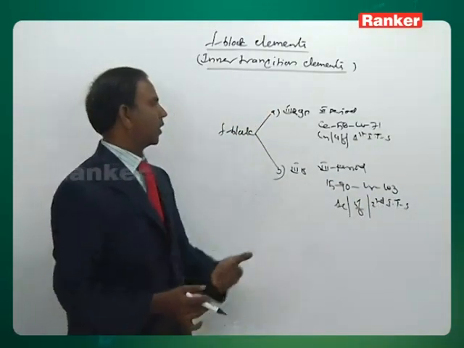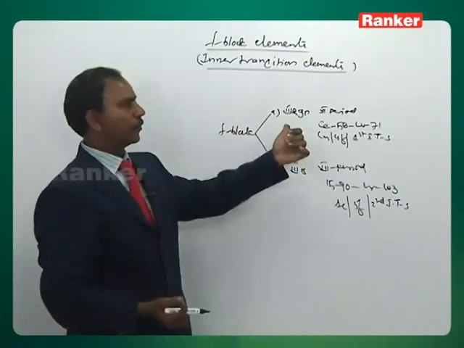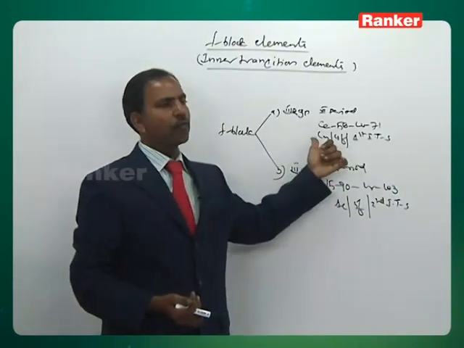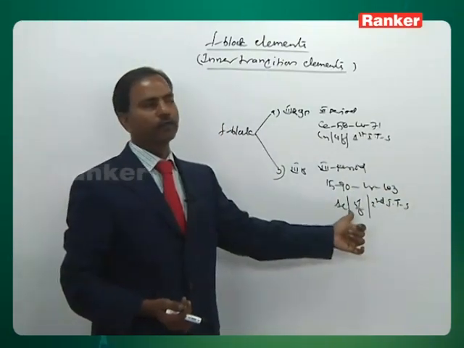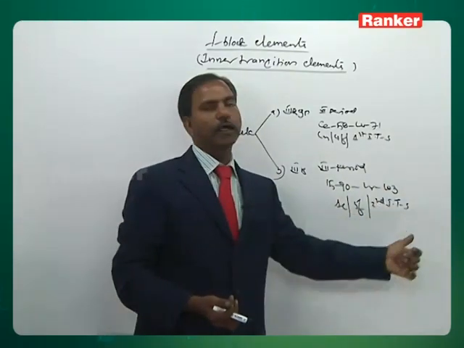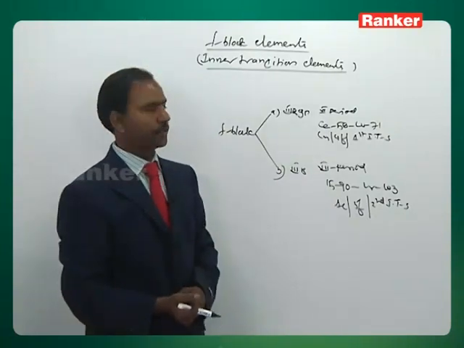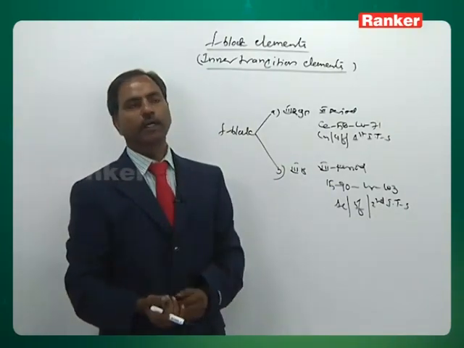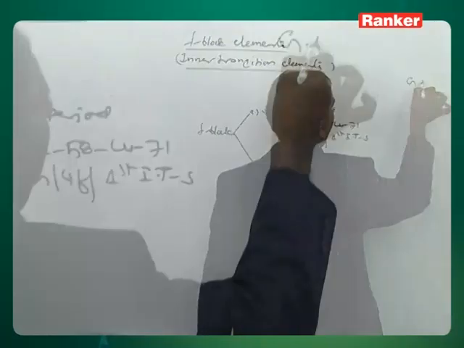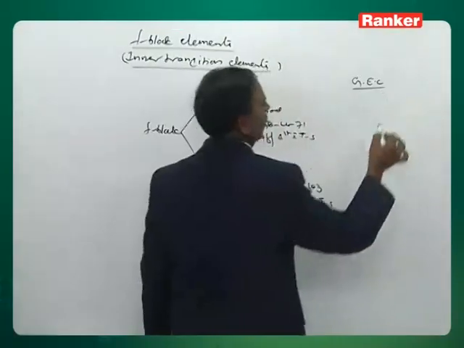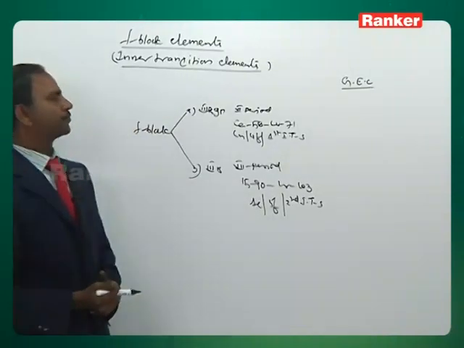Like this, the f-block elements are classified into two series, that is lanthanides, the 4f series or first inner transition series, and actinides, the 5f series or second inner transition series. Let us see what are their general electronic configurations, the general electronic configurations of lanthanides and actinides.